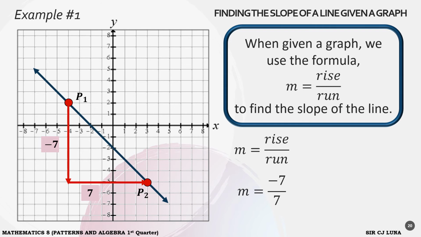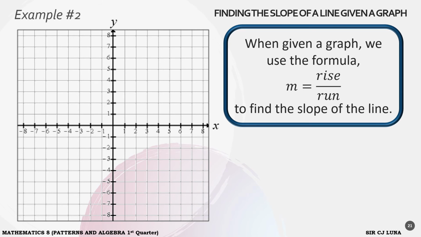Ang rise natin ay negative 7. Ang run naman natin ay positive 7. Okay? So, simplify this. Negative 7 over 7, that's equal to negative 1. So, our slope is negative. Therefore, the graph is decreasing. Tama naman, di ba? It's decreasing. Okay? So, ganun lang ang pagkuha ng slope of a line kapag ang given ay graph. We will use the formula rise over run.